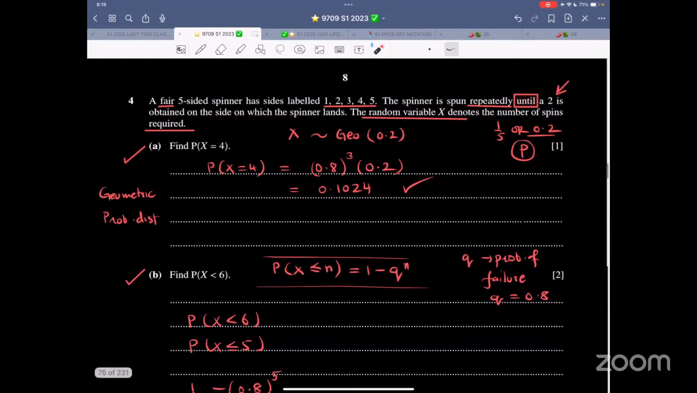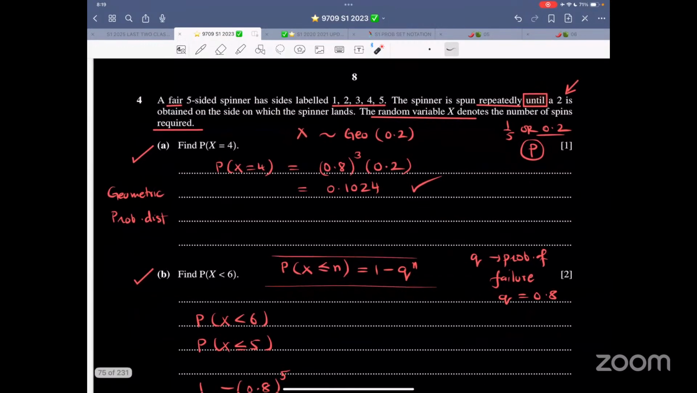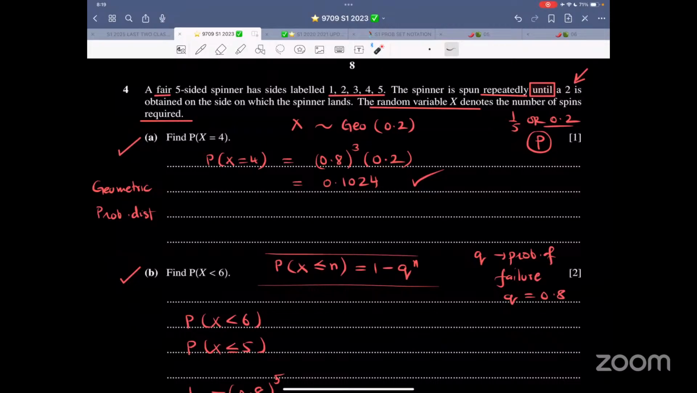So now let's look at this thing. A fair 5-sided spinner has sides labeled 1, 2, 3, 4, 5. The spinner is spun repeatedly until, so that is the key word for geometric probability distribution, a 2 is obtained on the side on which the spinner lands. Sometimes it says spinner lands, sometimes it says topmost face. We don't care. The random variable X denotes the number of spins required. Now it says find the probability X is equal to 4.